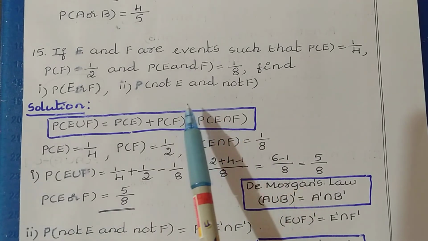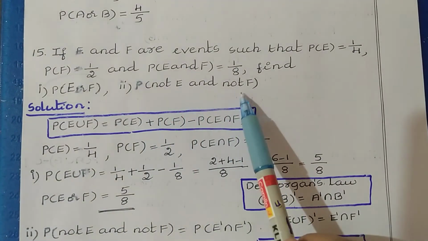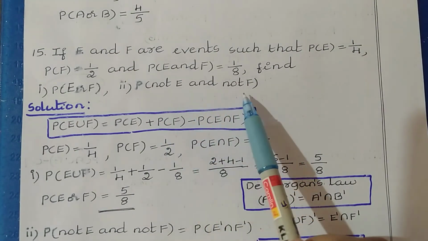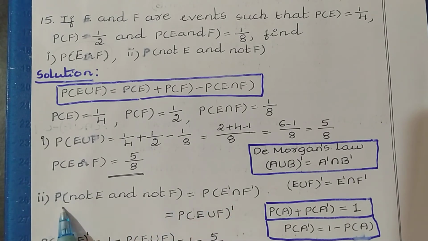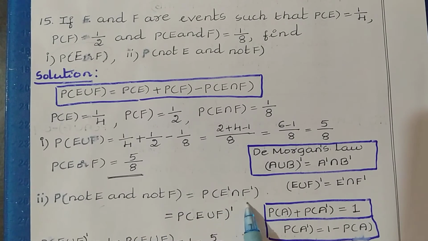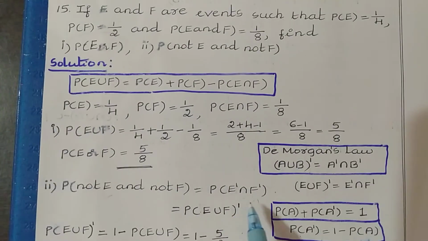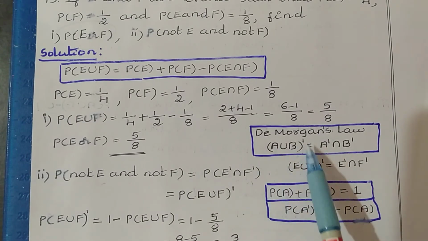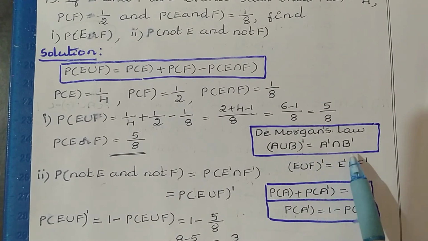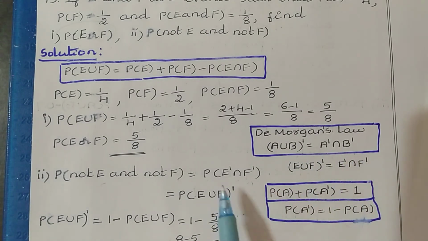Next here we need to find probability of not E and not F. So not E means you can write this this way. Probability of not E means probability of E dash intersection, and we have not F means F dash. So here see, you can apply De Morgan's law, which we have discussed in chapter 1 sets. There is a De Morgan law which says A union B whole dash is equal to A dash intersection B dash. Same formula we have to apply here.